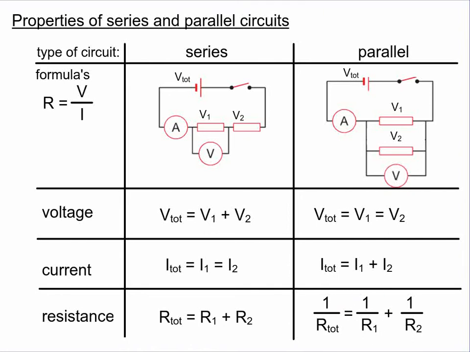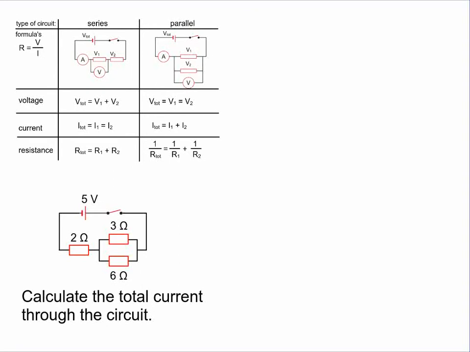Now let's use it in our problem. Calculate the total current through the circuit. We know the total voltage, and we know the separate resistances of the resistors. If we know the total resistance, we can calculate the total current. I equals V divided by R. Now, what is the total resistance?